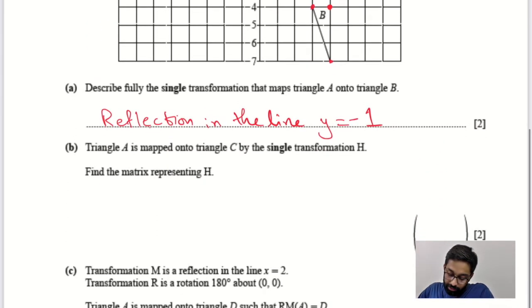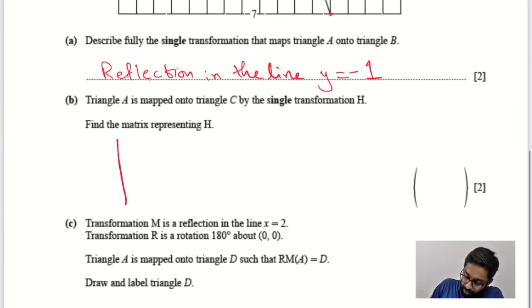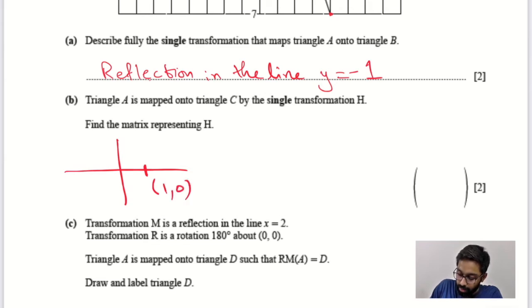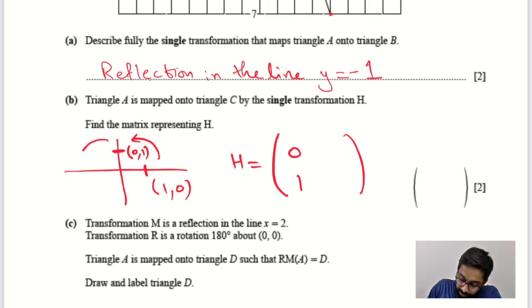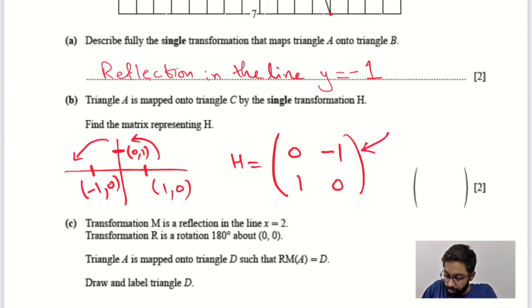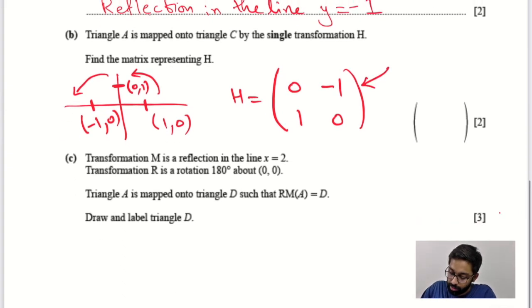Now it says find the matrix representing H. If I draw a small graph as an example, and if there is a point here that is 1 and 0, if this point is being rotated anti-clockwise onto this point, the coordinates of this point would be 0 and 1. That means if I write down the points in H, the first column would be 0, 1. If I further rotate this anti-clockwise 90 degrees about the origin, it would become minus 1 and 0. So the other column is minus 1 and 0. This is the matrix for this rotation. So I write the coordinates, the points over here.